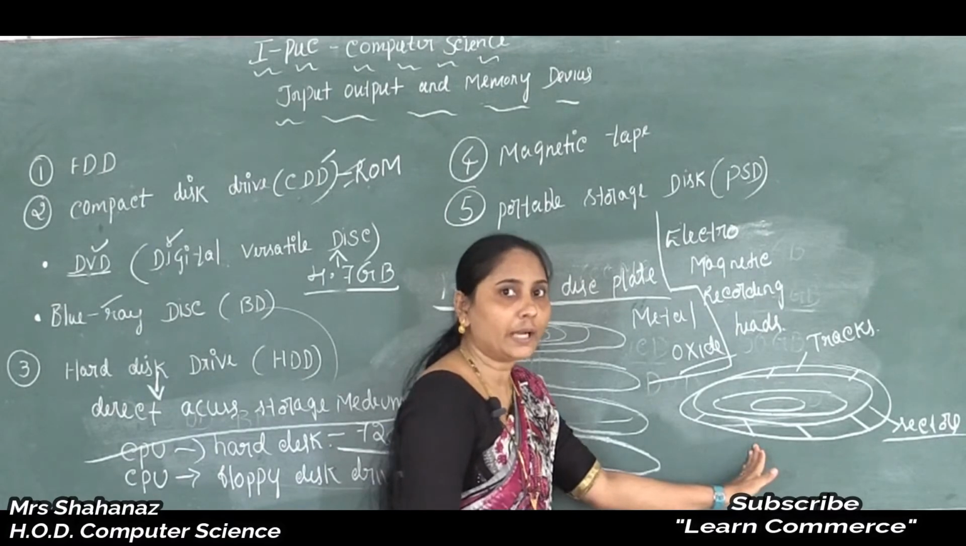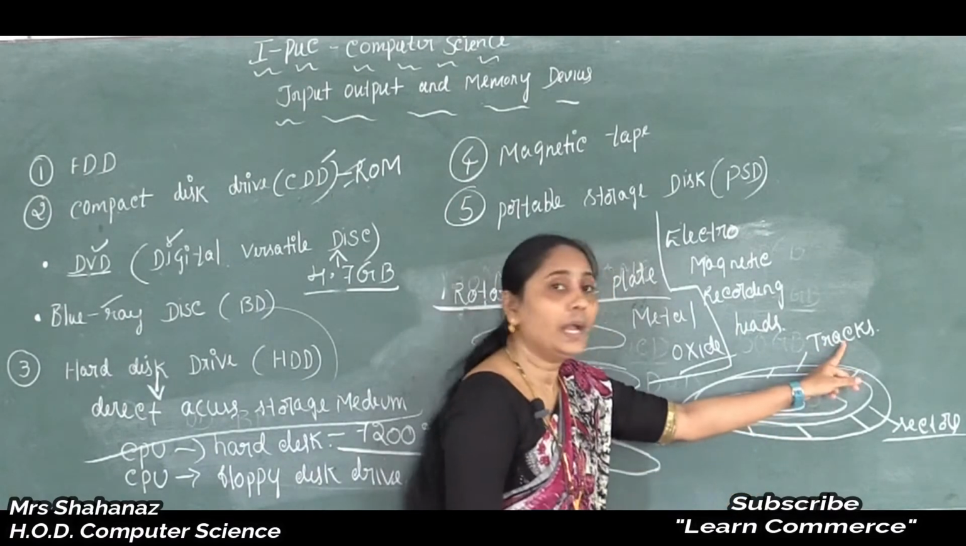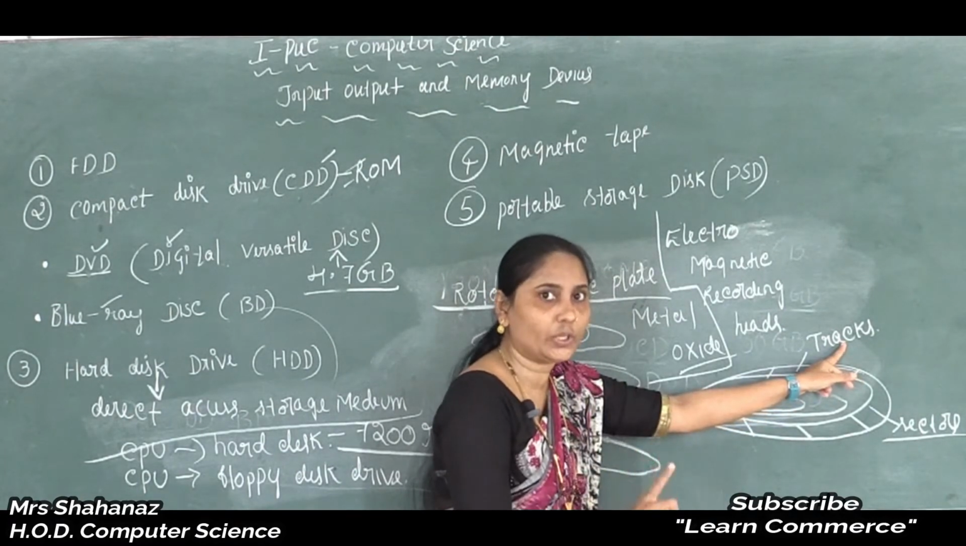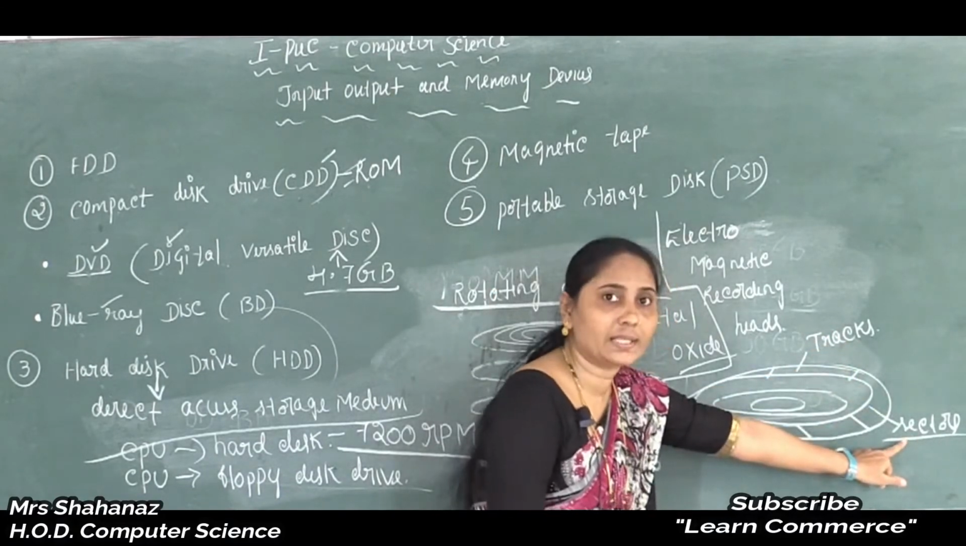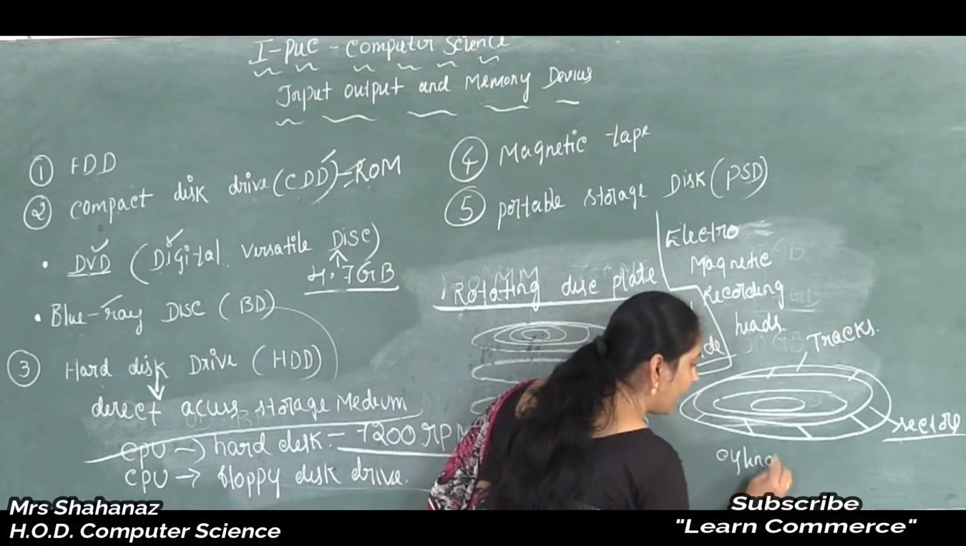That means the invisible concentric circles are called the tracks here. And again, such tracks are further divided into a number of conical portions, and such portions are called the sectors.